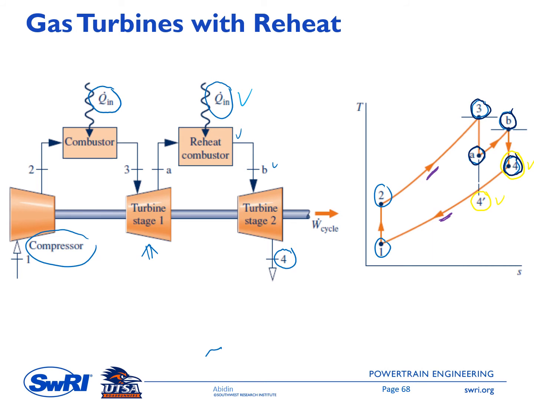Therefore, once again, the energy that can be taken from this hot gas inside the regenerator is higher by having a reheat combustor. And you would expect that if we combine this reheat with a regenerator, the thermal efficiency increases significantly.